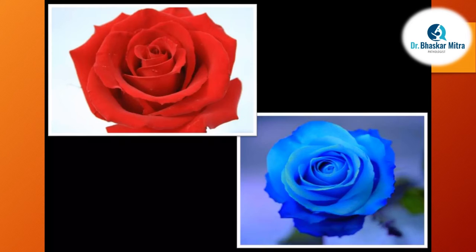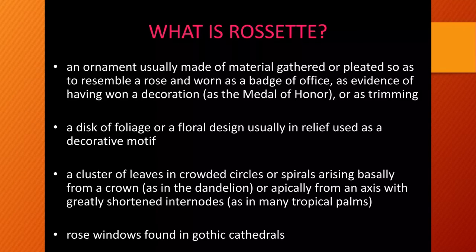The beautiful roses, red rose, blue rose. Here we see the petals. Just see the arrangement of the petals. It's in the central area, surrounded by these petals. When the arrangement is like an ornamental way, like a floral design, it is situated like a decorative motif.